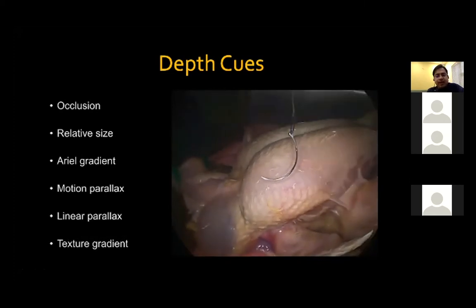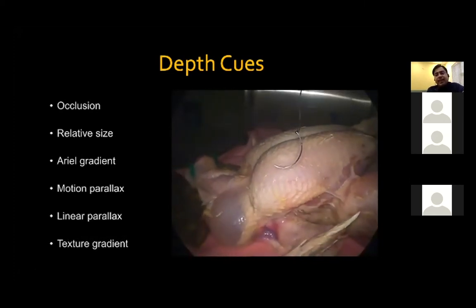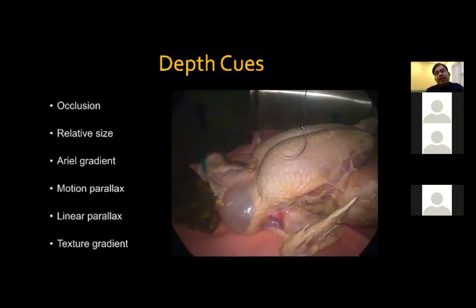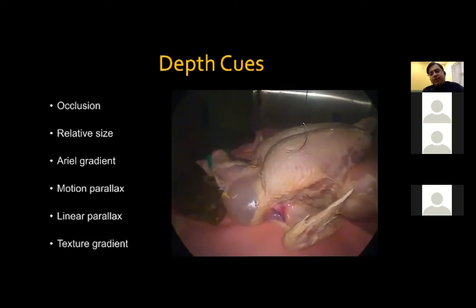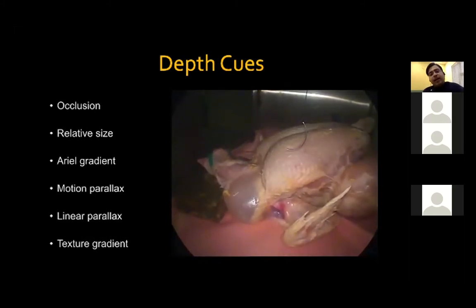This is linear parallax. Texture gradient is something that, look at the chicken breast. The fur on the chicken breast appears sharper as the camera goes closer. This is texture gradient. So understanding that something which is superficial or nearer appears bigger, moves more, appears brighter. Anything that is farther appears dark, appears smaller, and appears to move less. This is the importance of depth cues in actual laparoscopic surgery.